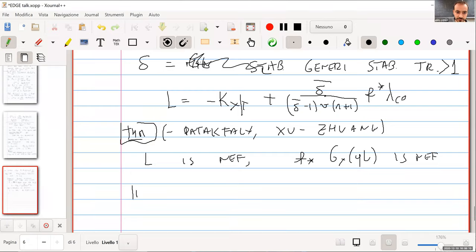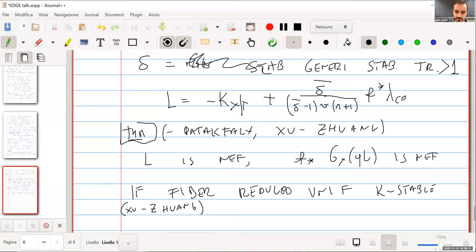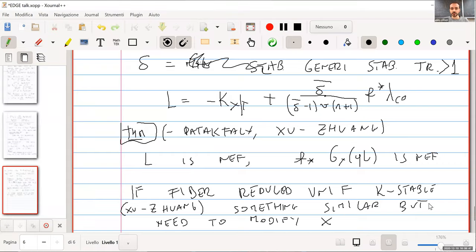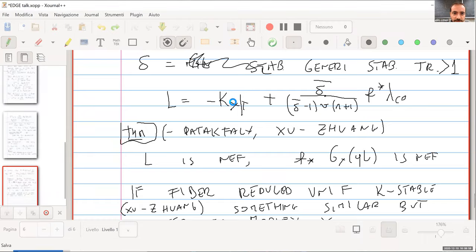So now, instead, if the fibers are reduced uniformly stable, then you have to look at the paper of Xu Zhuang on this subject, but you get something similar. But the issue is that you need to modify X. So what do I mean by this? Let me recap this, that if you have a Fano variety, let me have a recap of this.